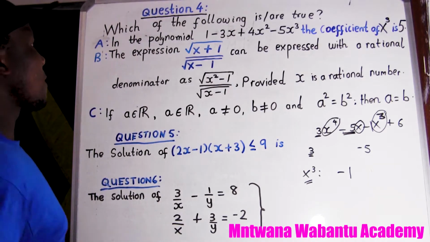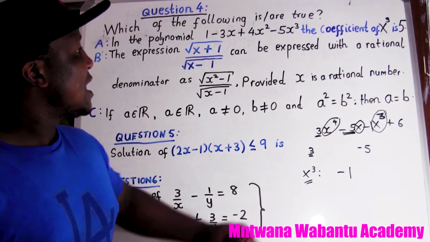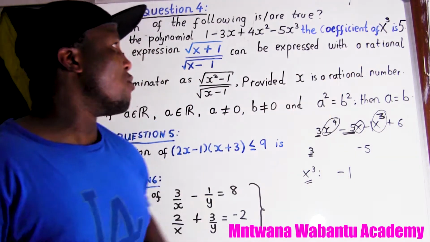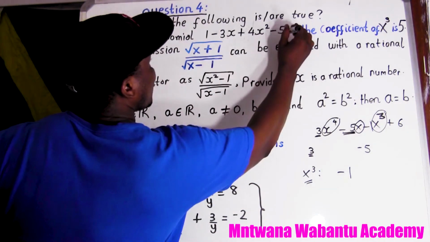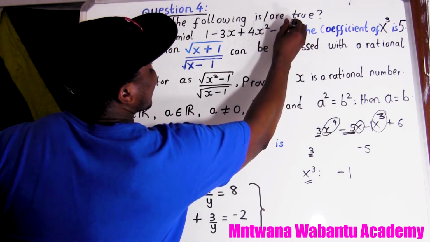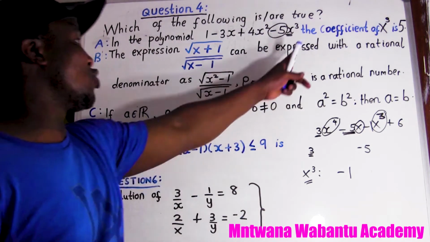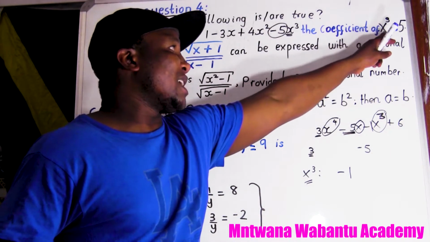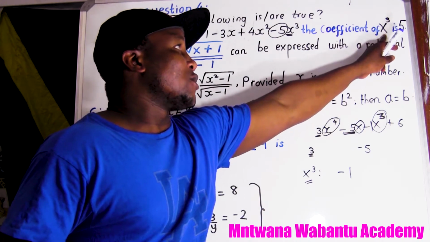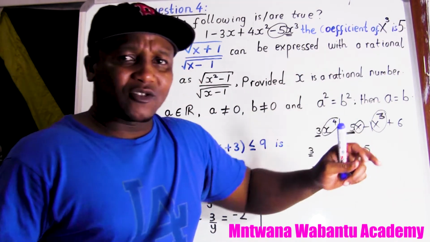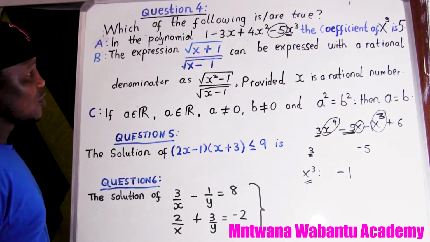So here, let's come to the question. They say the coefficient of x cubed. So this is x cubed here, and the coefficient is the number before it, -5. So -5 is our coefficient of x cubed. According to the question, they say the coefficient of x cubed is equal to 5. No, it's not true. It's not equal to 5. So this is not true.